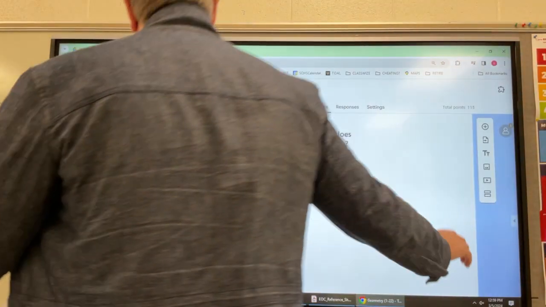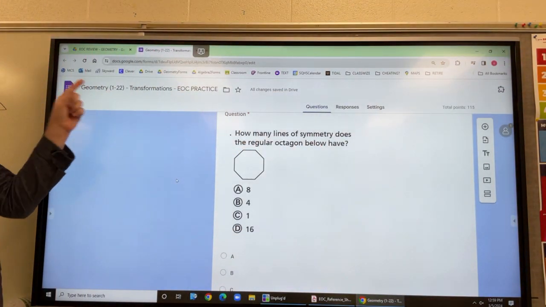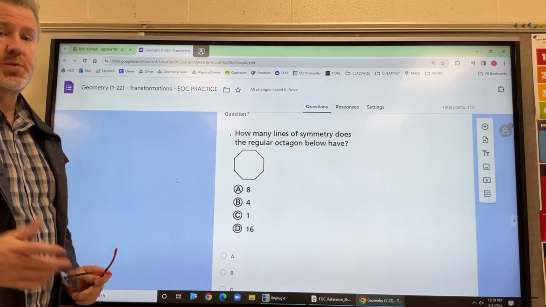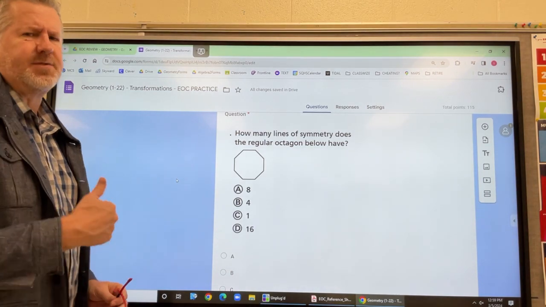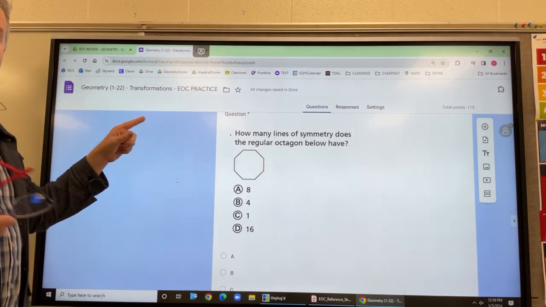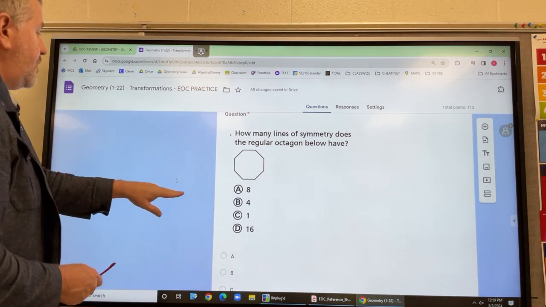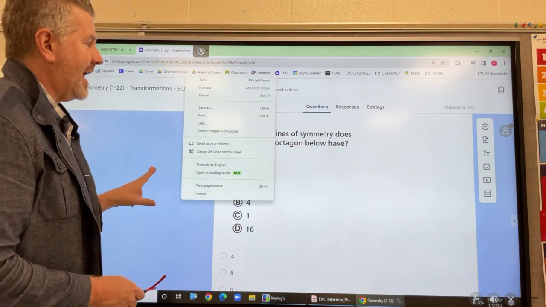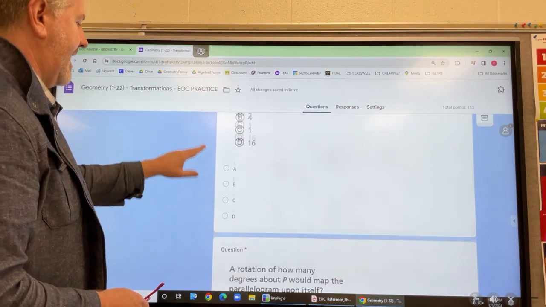All right, guys, so this is part 2 of the geometry 1 through 22 transformations. We got through 11 problems the first time. I think there's actually 21 problems, but I'm not going to change the name of it so that you can be sure and match it up. So this is part 2 of the video 1 through 22, and we stopped off at how many lines of symmetry does the regular octagon have, all right?